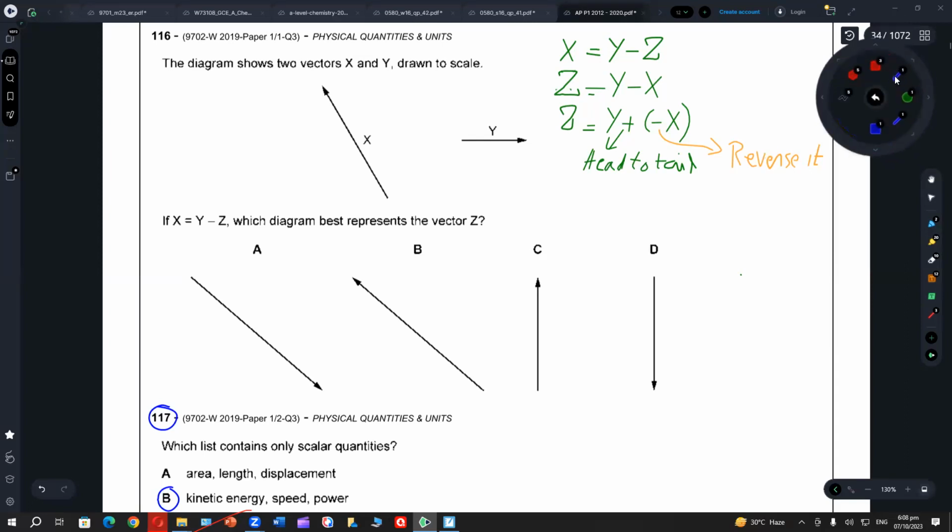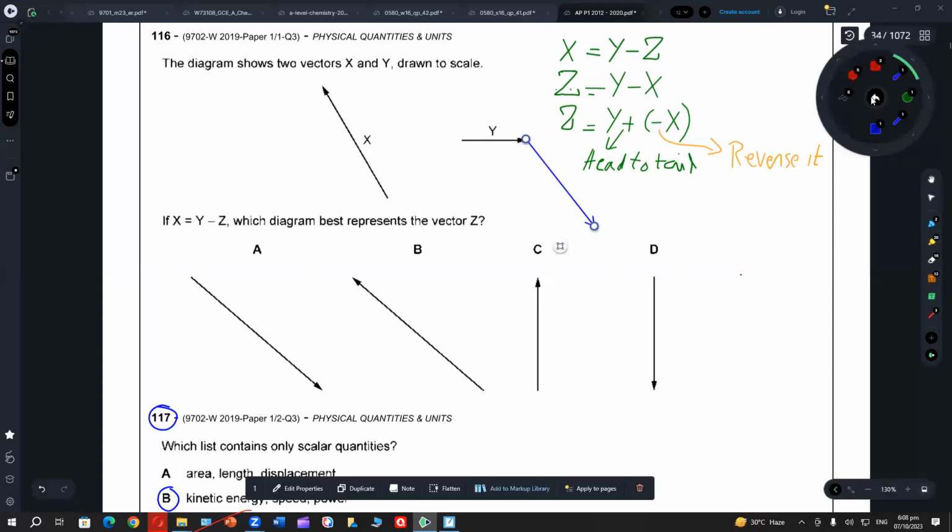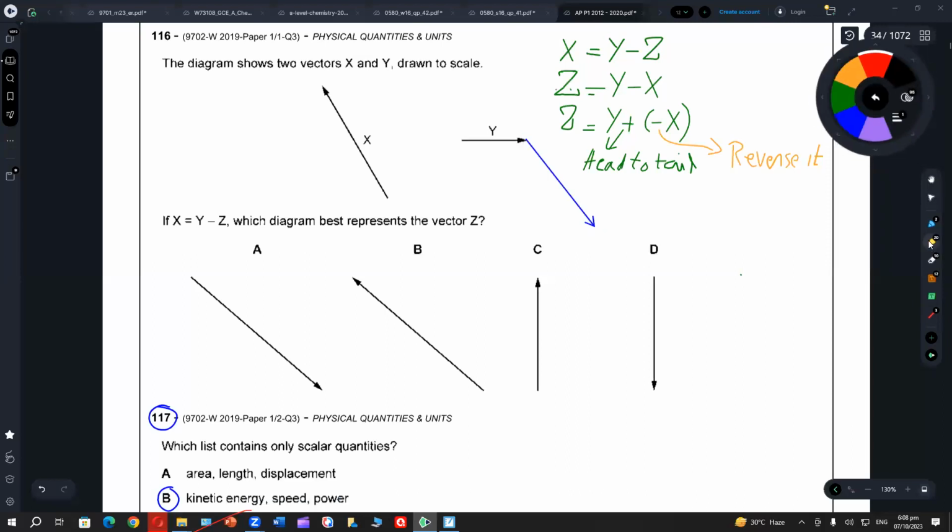So look at the diagram. I'm flipping x and joining it here. Look, this is x, negative x. This is minus x.